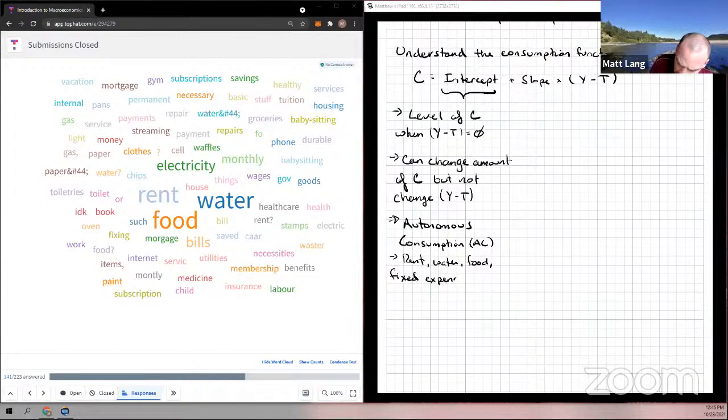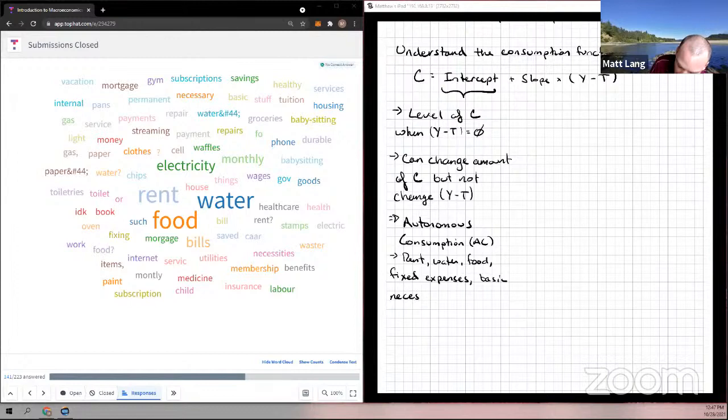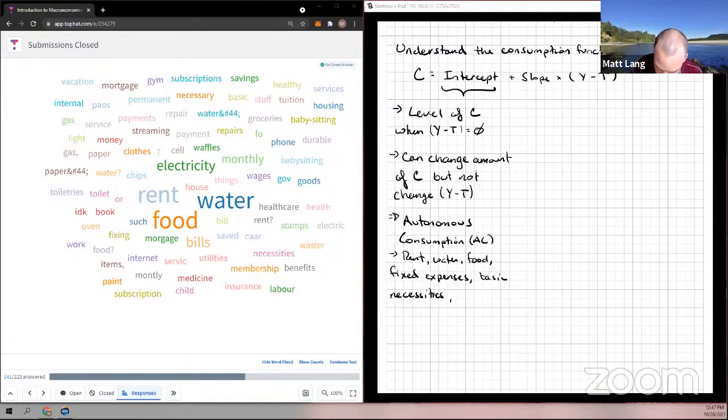A lot of people put utilities on there, like electricity, I see that on there. Whether that's a fixed expense or a basic necessity, it goes into that category. And I'll put et cetera on there, because there's certainly a lot of things that can go into it.